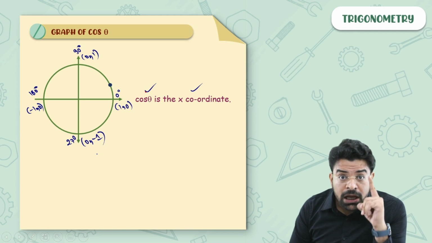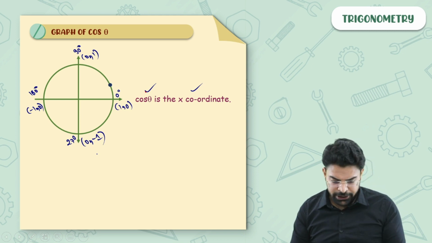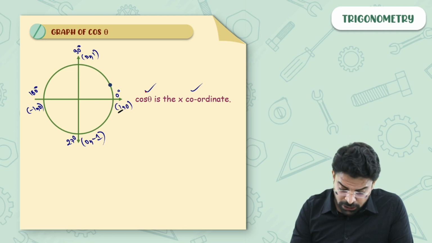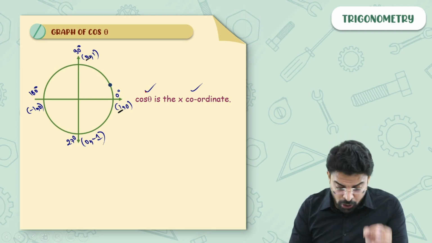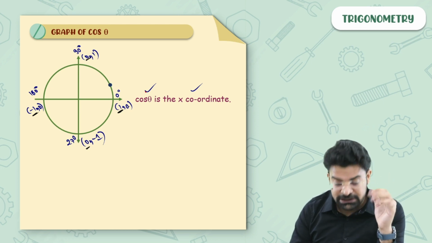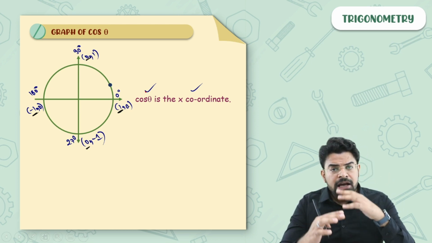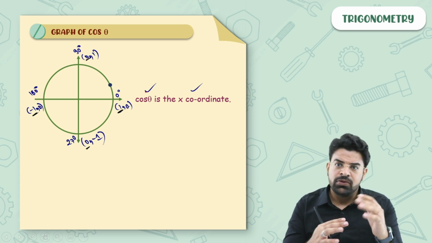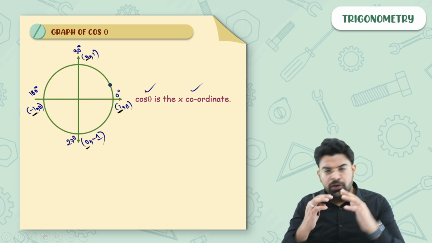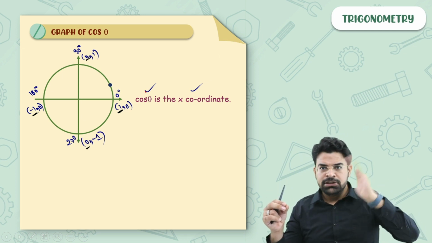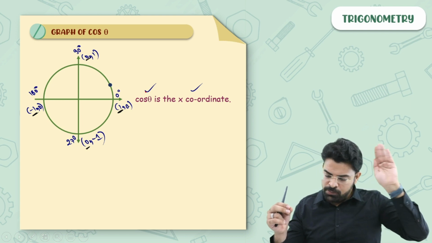Cos theta is represented by x coordinate. So cos 0 is 1, cos 90 is 0, cos 180 is -1, cos 270 is 0, cos 360 is again 1, and as the angle keeps on increasing, for every 360 degree angle change, you get the same value. So a new dance move for cos: 1, 0, -1, 0, 1, 0, -1, 0.